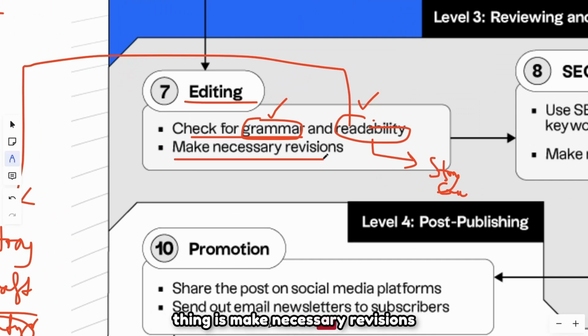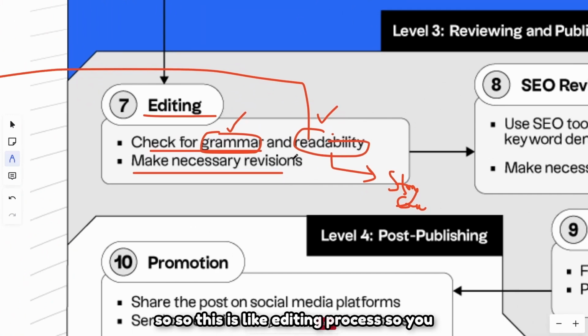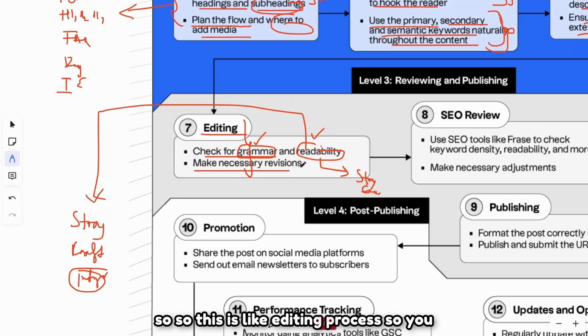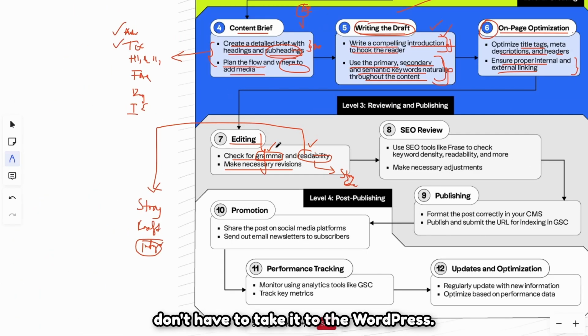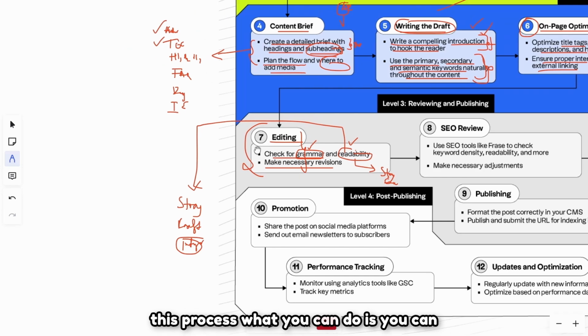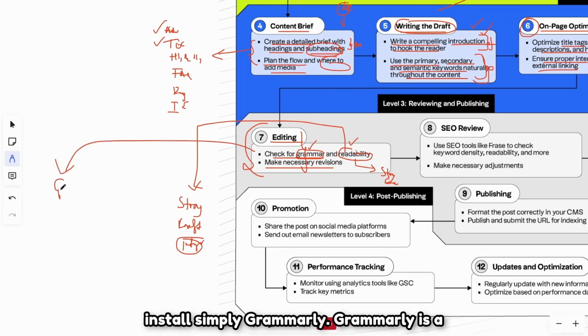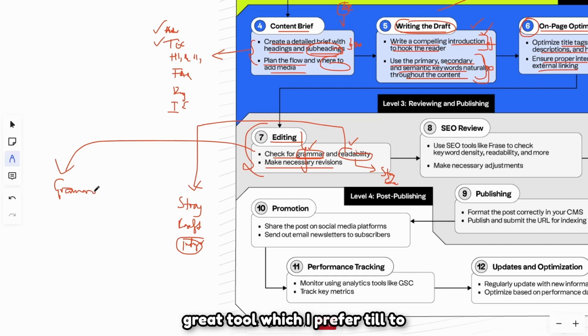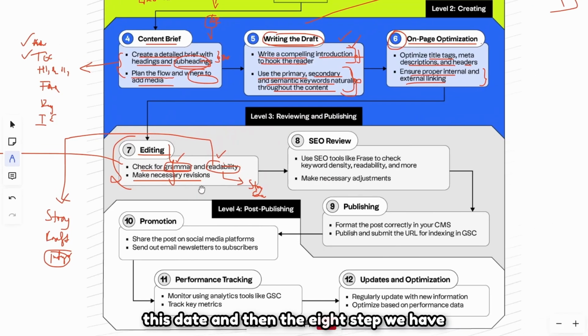Second thing is make necessary revisions. So this is like the editing process, and you don't have to take it to WordPress. To automate this process, what you can do is simply install Grammarly. Grammarly is a great tool which I prefer to this date.